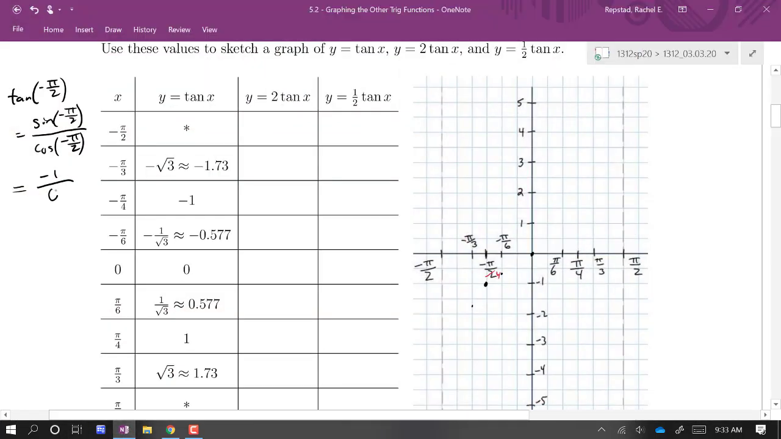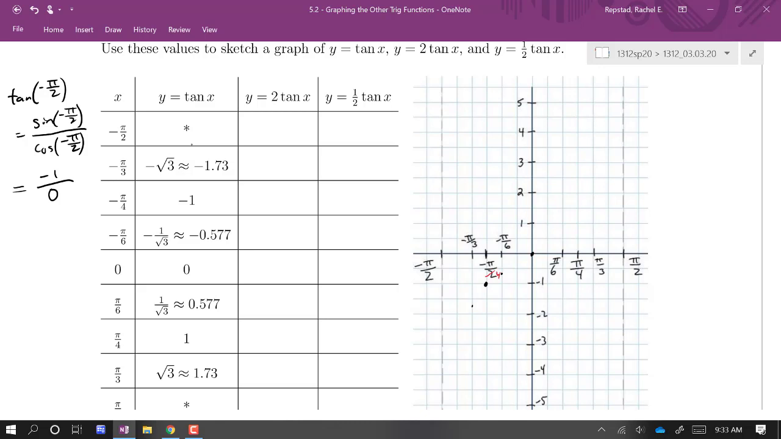So this is why we have a little star in that entry. Tangent of negative pi over 2 is not defined. Also true for positive pi over 2, right? Any place where cosine is 0, the tangent function is not defined.